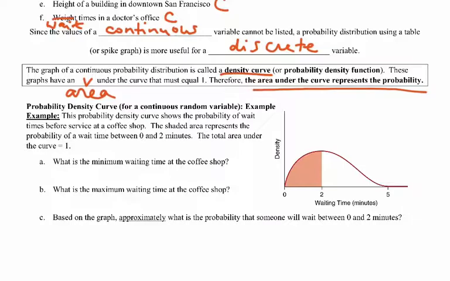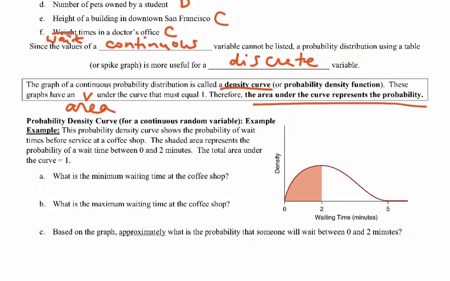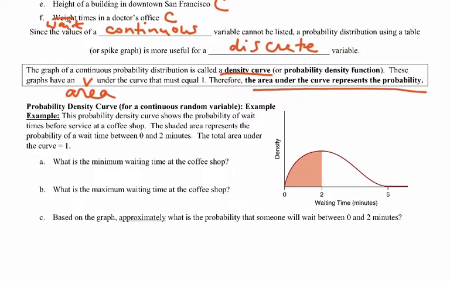The probability density curve shows the probability of wait times before service at a coffee shop. So again, wait times, that's a measurement. There's a range of numbers. I could be waiting anywhere from 0 to whatever minutes and anything in between. So that means this is a continuous distribution. So keep hammering that in your mind. Is this continuous or is this discrete? Because that's a really important distinction.